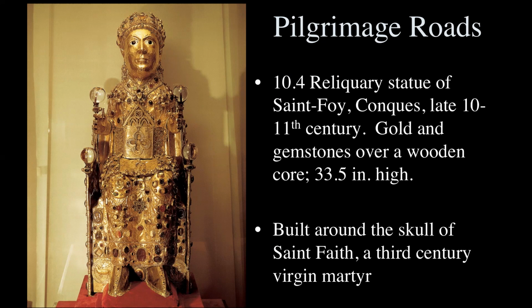And this sounds kind of gruesome, but it would be body parts sometimes. So in this case, it's a reliquary statue of Saint Foy, that's Saint Faith in English, and it was built around her skull. She was a 3rd century virgin martyr. That was the most common type of martyr to be in the early church. The idea was to, again, deny yourself earthly pleasures for the heavenly reward at the end. So they were kind of ascetic type people.